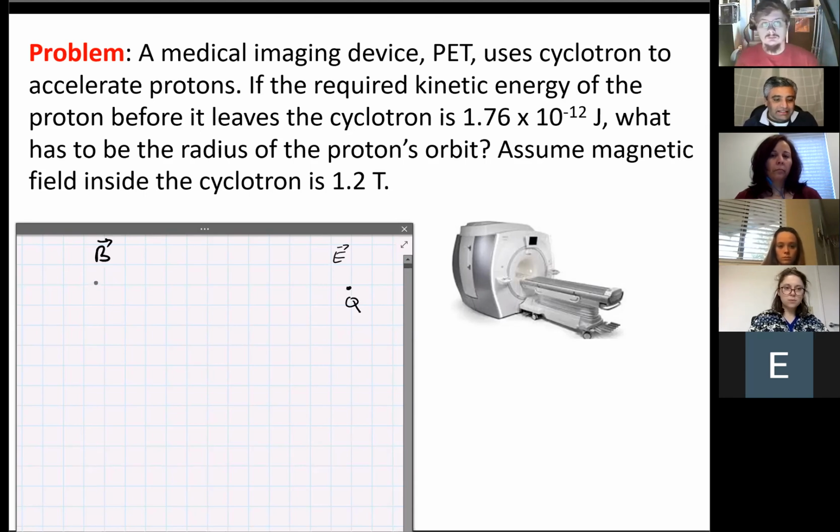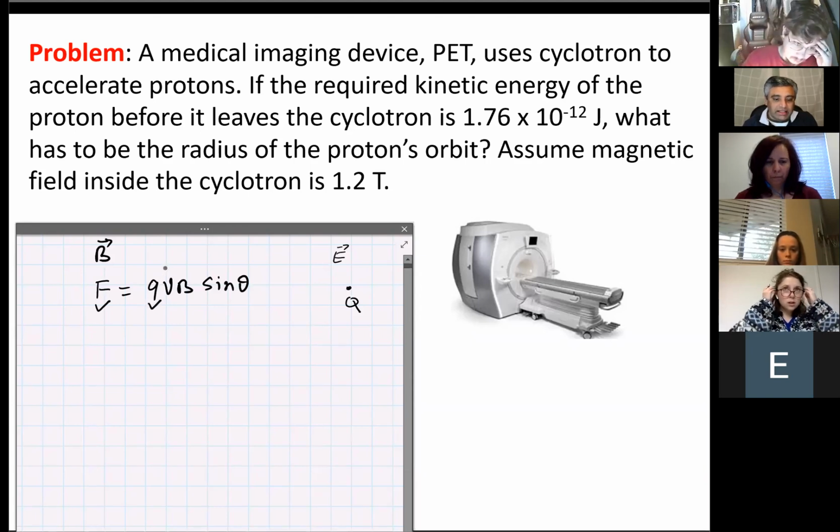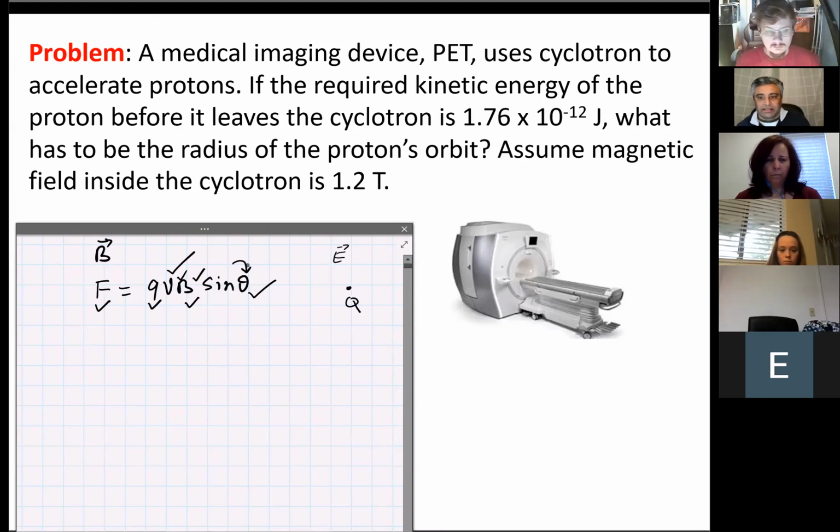So that force is given by qvB sine theta. Let me write this in a simple way. So this is the force on a charge that is moving with velocity v in a magnetic field B, where the angle between velocity and magnetic field is theta. So that's what that is, right?